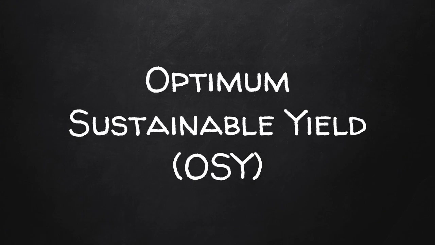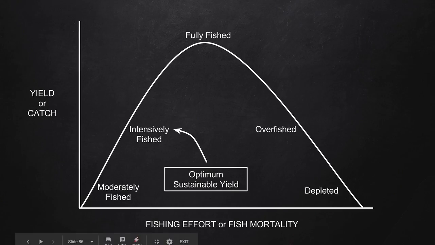So therefore, we have this optimum sustainable yield, where we say this is where the fishing level is designated. So if there's any kind of illegal fishing, that would still keep us in the safe region, and we're not going to push the fishery practice into an overfished status.